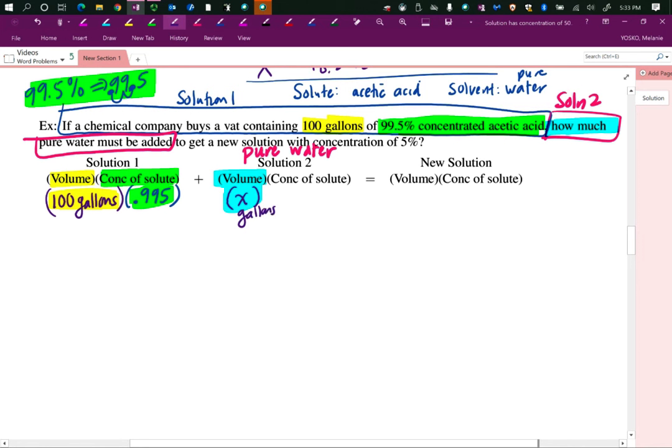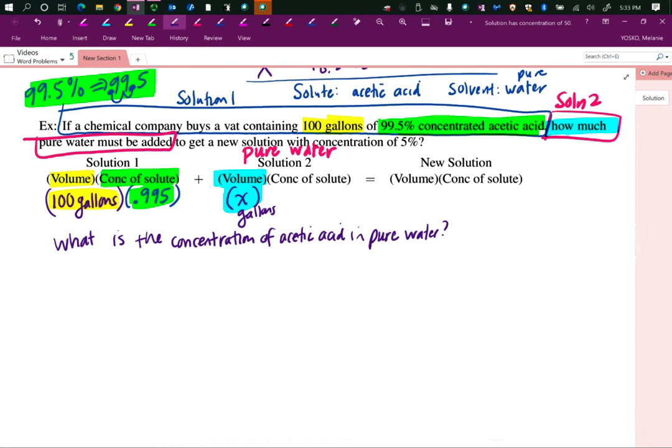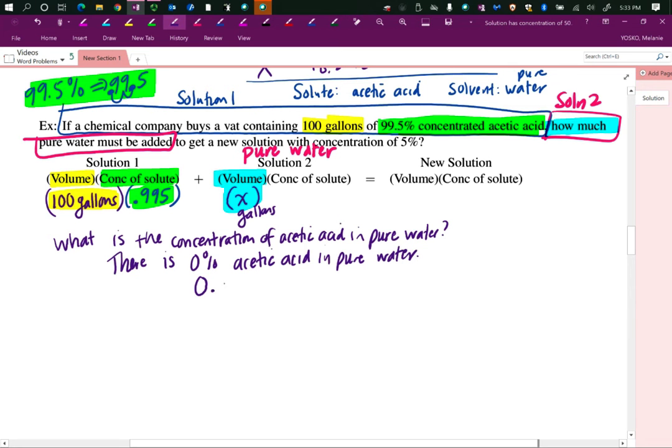What is the concentration of acetic acid in pure water? It's pure water. Shouldn't have any, right? So there is 0% acetic acid in pure water. So if you take 0%, you move this decimal place 2 places, your concentration is 0. So the pure water part tells me the concentration is 0 from this statement right here.